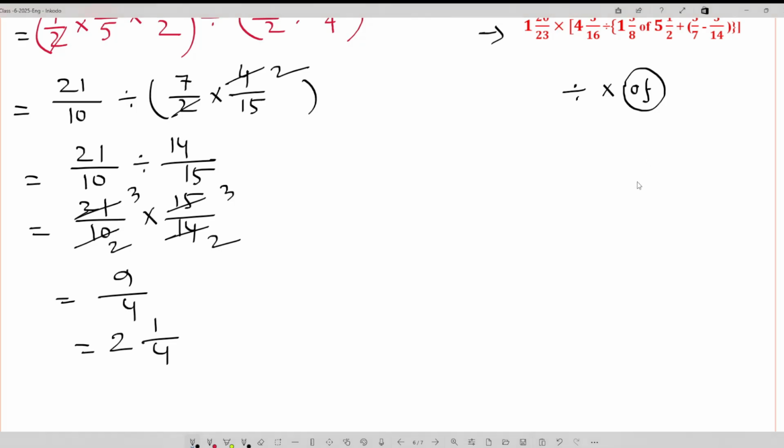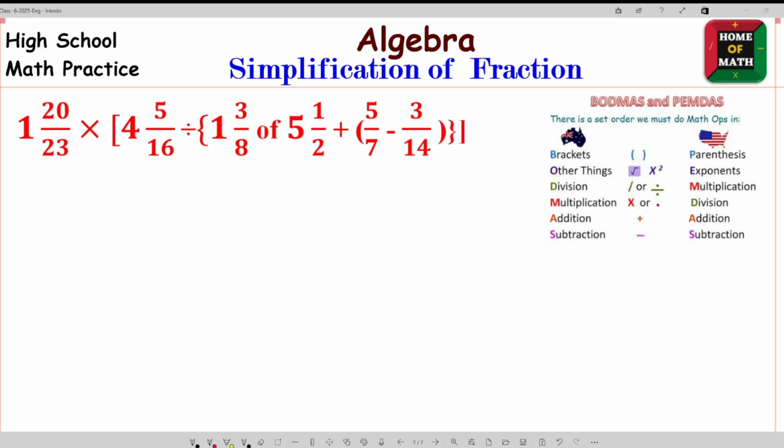Now we will start the second question. Today's second question also has 'of'. Look, the question is 1 20/23 times, start third bracket first, 4 5/16 divide, start second bracket, 1 3/8 of 5 1/2 plus, start first bracket, 5/7 minus 3/14, then first bracket, second bracket, third bracket, everything closed.